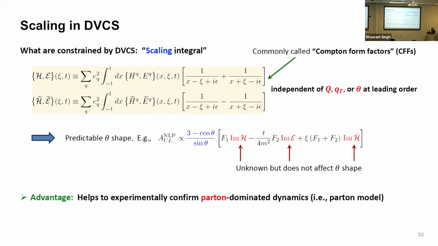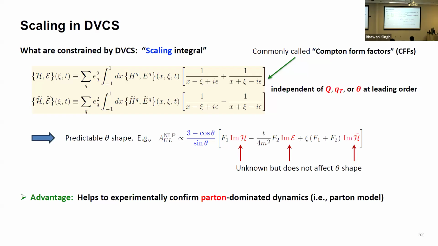I showed this to you before, but I didn't go into the details. So here in DVCS, we have GPDs such as H and E convoluted with kernels that depend on x and xi with plus or minus i epsilon. And we have a similar thing for H tilde and E tilde, with just the minus sign here. For all these convolutions, x is integrated from -1 to 1 completely. And these whole integrals are commonly referred to as Compton form factors in the literature.